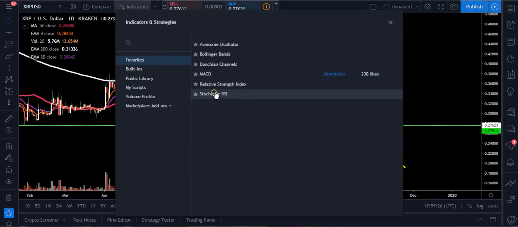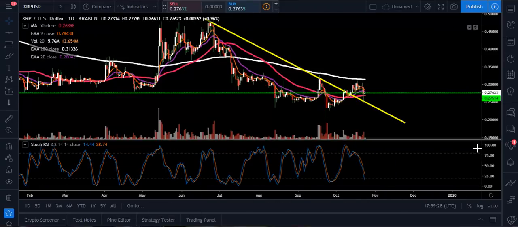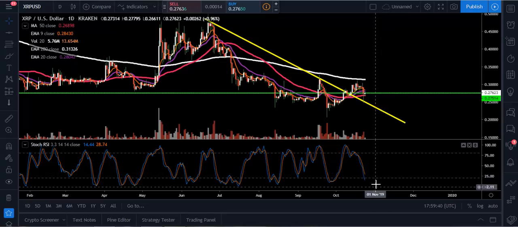Then let's go to our stochastic RSI. Stochastic, we're getting a little bit more in that oversold territory. We're at 14 and 28. We have not had that positive cross back to the upside though yet. So you don't have any bullish confirmation in terms of the stochastic.